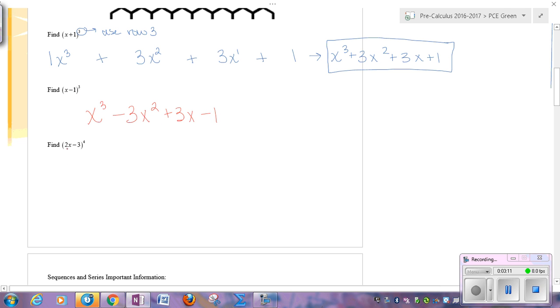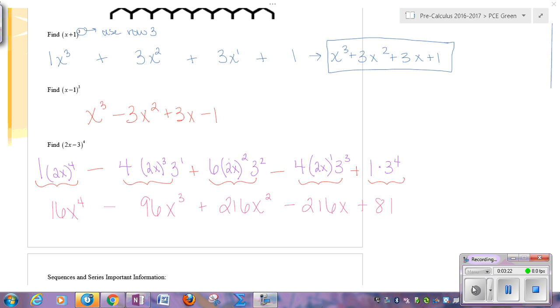All right, so what I want you to do is try this next one on your own. Go ahead and pause the video, and then when you're ready, hit play again, and the answer will be there for you. Okay, how'd you do? You should have ended up with 16x to the 4th minus 96x cubed plus 216x squared minus 216x plus 81. If you didn't get that, go ahead and pause the video and take a look at how I set up each term. Don't forget to alternate your signs.